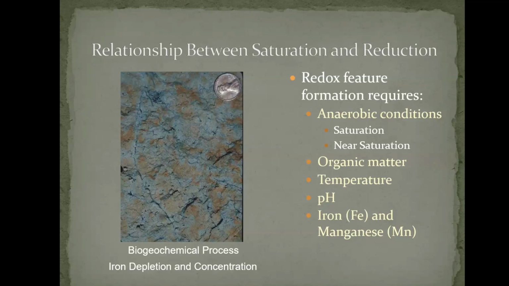So those are the five things that are required: saturation or near saturation causing anaerobic conditions, a source of organic matter, the correct temperature, the correct pH, and having something to oxidize or reduce iron and manganese.